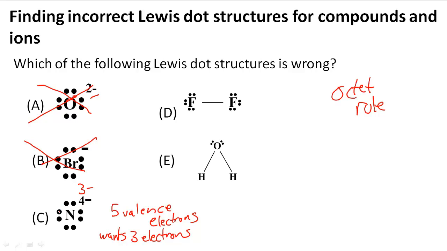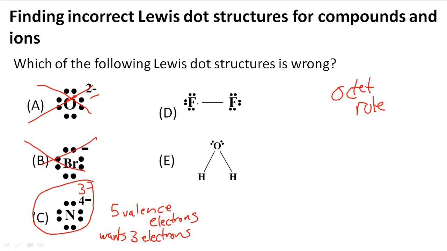Notice that they did put 8 valence electrons because that obeys the octet rule, but the charge is wrong. It's saying that it gained 4 valence electrons, which is not true. It only gained 3. So C is an answer for our question, but let's check out D and E to find out if they're right.